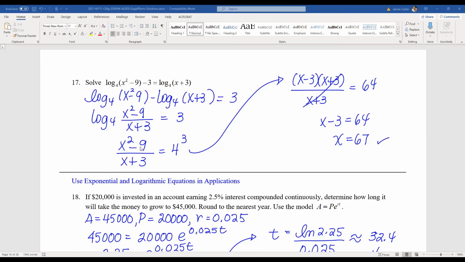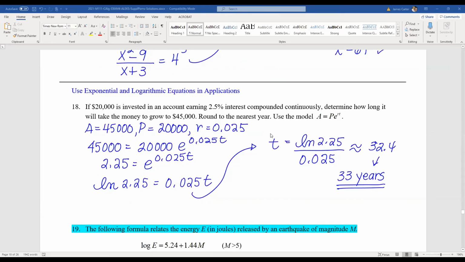Now, x squared minus 9 factors into x minus 3, x plus 3. And the x plus 3's cancel. So we've got x minus 3 equals 64, because 4 to the third is 64. Add 3 on both sides, and we get x equals 67.